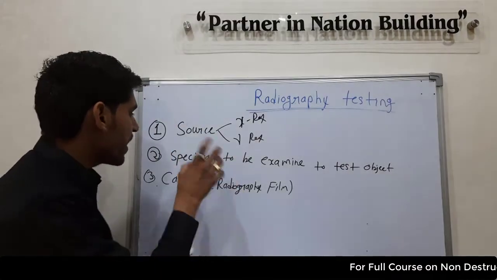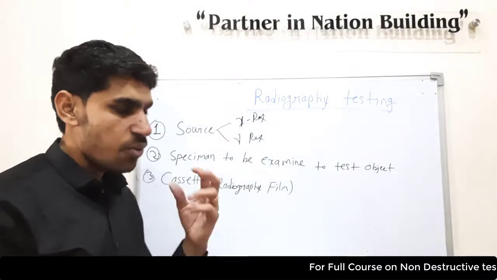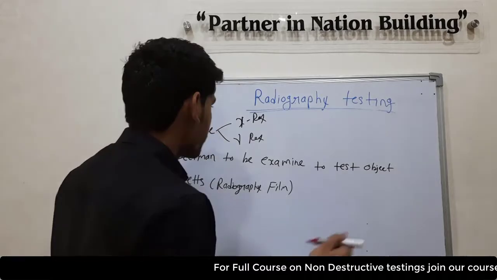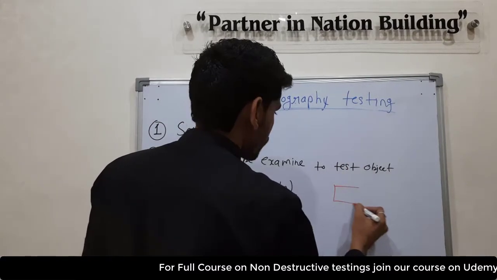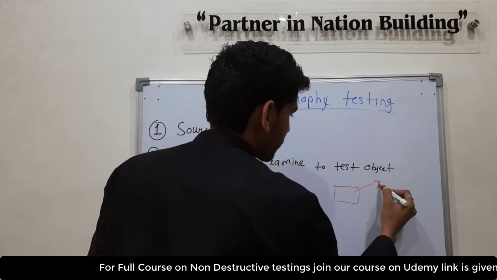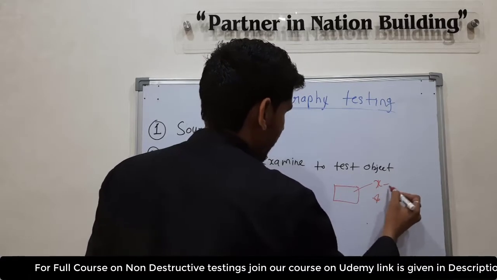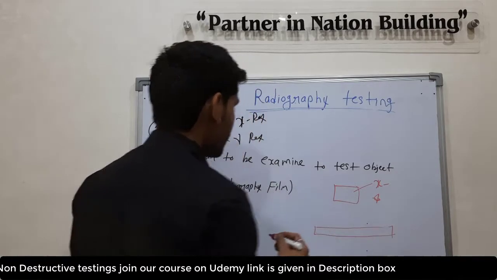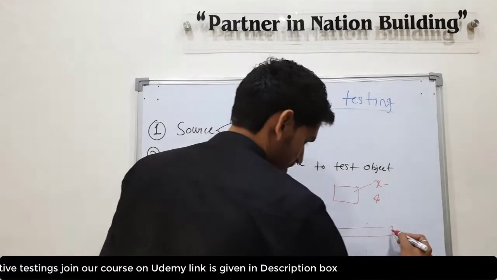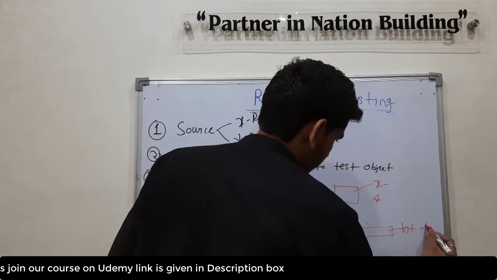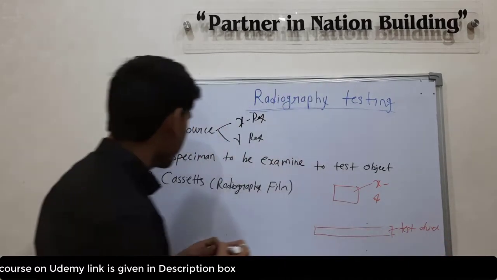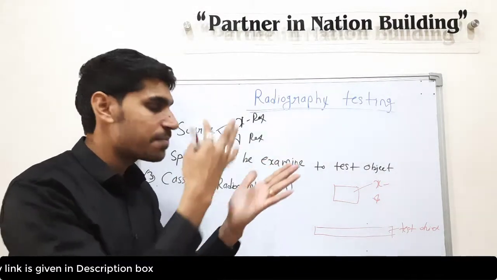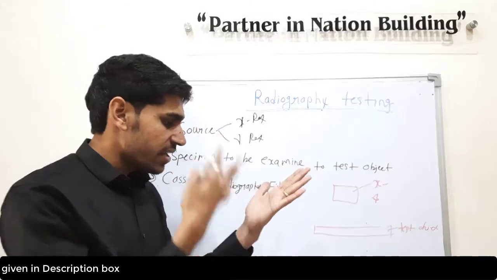The second thing you need is the specimen to be examined, the test object. The object you need to test. Like here you can see that suppose there is a source which emits X-rays or gamma rays. Suppose it emits X-rays. Then the second thing we need is the specimen, which will be examined. So, the test object. And the third thing we need is cassettes. Cassettes means radiographic film, the film which will display whether there is any defect or not.